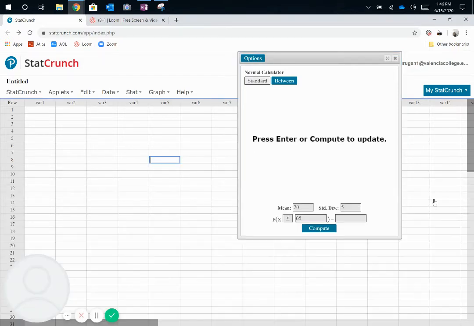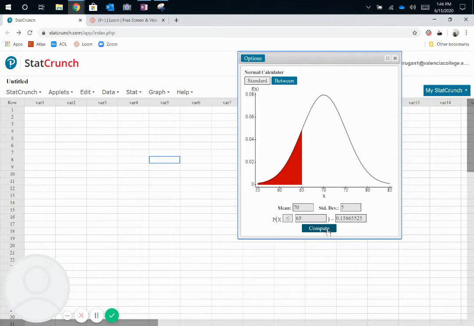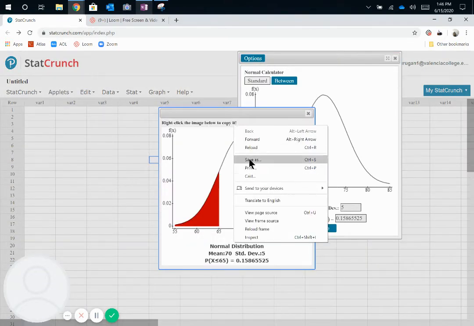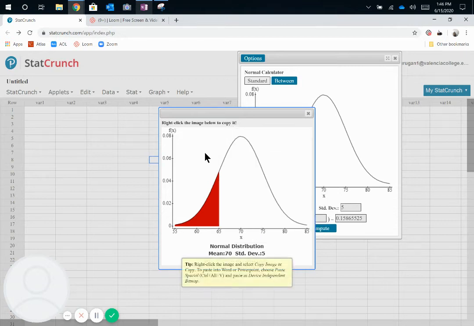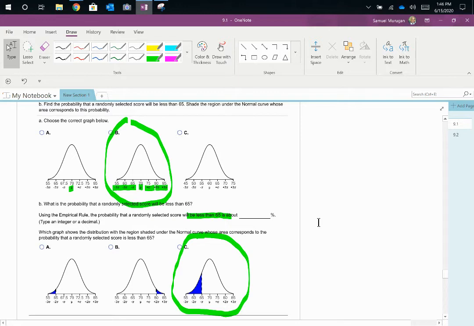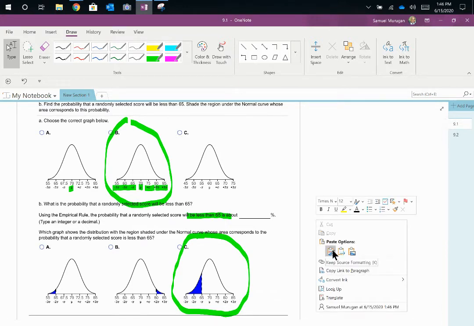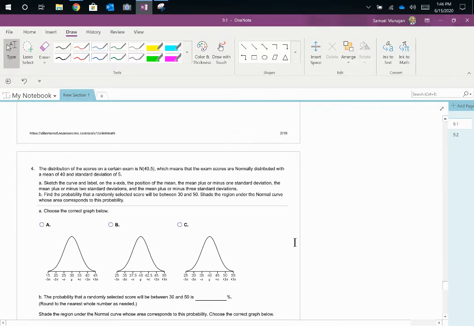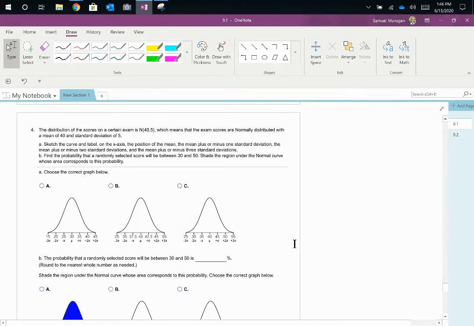Compute. And there you can see the graph that we're looking for. It's really not necessary to use a calculator, but just in case you wanted to check your answer, you can. All right, moving right along.